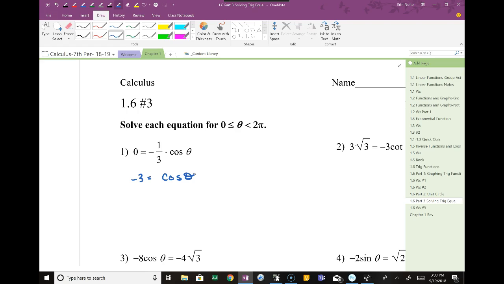Times the -3 over to the other side. Oh, yeah. Sorry, it's 0, my bad. Thank you, team. Good job. So we should have a 0 over there, my bad.